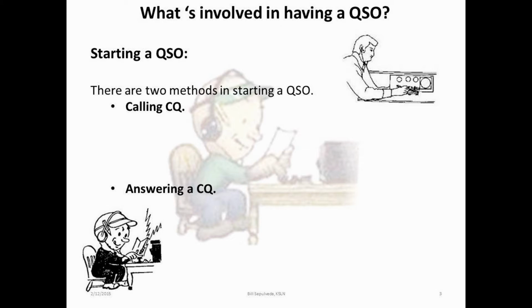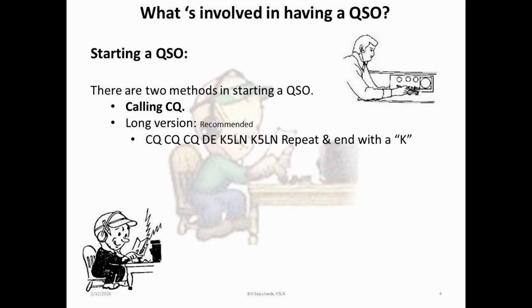The first method is what I call the long version, which is the one I recommend. It is sending CQ 3 times followed with a DE, delta echo. For those who are not familiar with this term, this usage means "from," followed by your call sign 2 times. And repeat it again with 3 CQs, DE, and the call twice, followed by a space and the letter K, meaning over. I know, pretty simple, but as my Sepulvedaism goes, everything is simple once you know the answer.